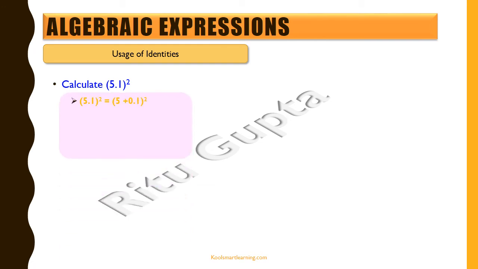So if we write 5.1 as (5 plus 0.1) whole square, then we could use the identity (a plus b) whole square is equal to a square plus b square plus 2ab, and using that identity we make it 5 square plus 0.1 square, and then we have 2ab, which is 2 into 5 into 0.1, and that result becomes 25 plus 0.01 plus 1, and that's 26.01. So this is a much faster approach of calculating 5.1 whole square instead of doing a standard calculation.